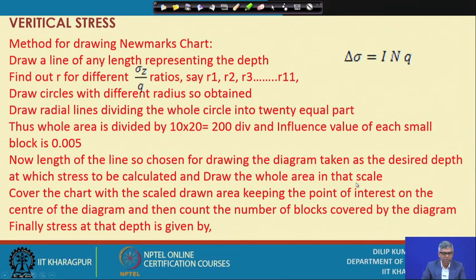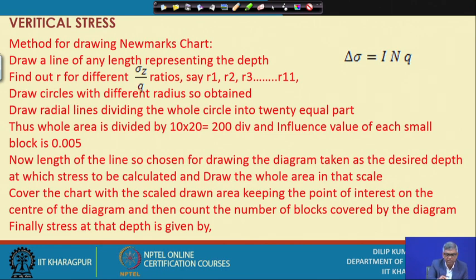You can see here the method for drawing Newmark's chart. First, you have to draw a line of any length representing the depth, say a 2 centimeter line. Suppose I will use A4 size paper; I have to fix the length in such a way that the 9th circle at least should come within the paper. So, 2 centimeter, 3 centimeter, anything can be taken, and that line should also be drawn at the side, because that is the scale used for drawing this influence chart.